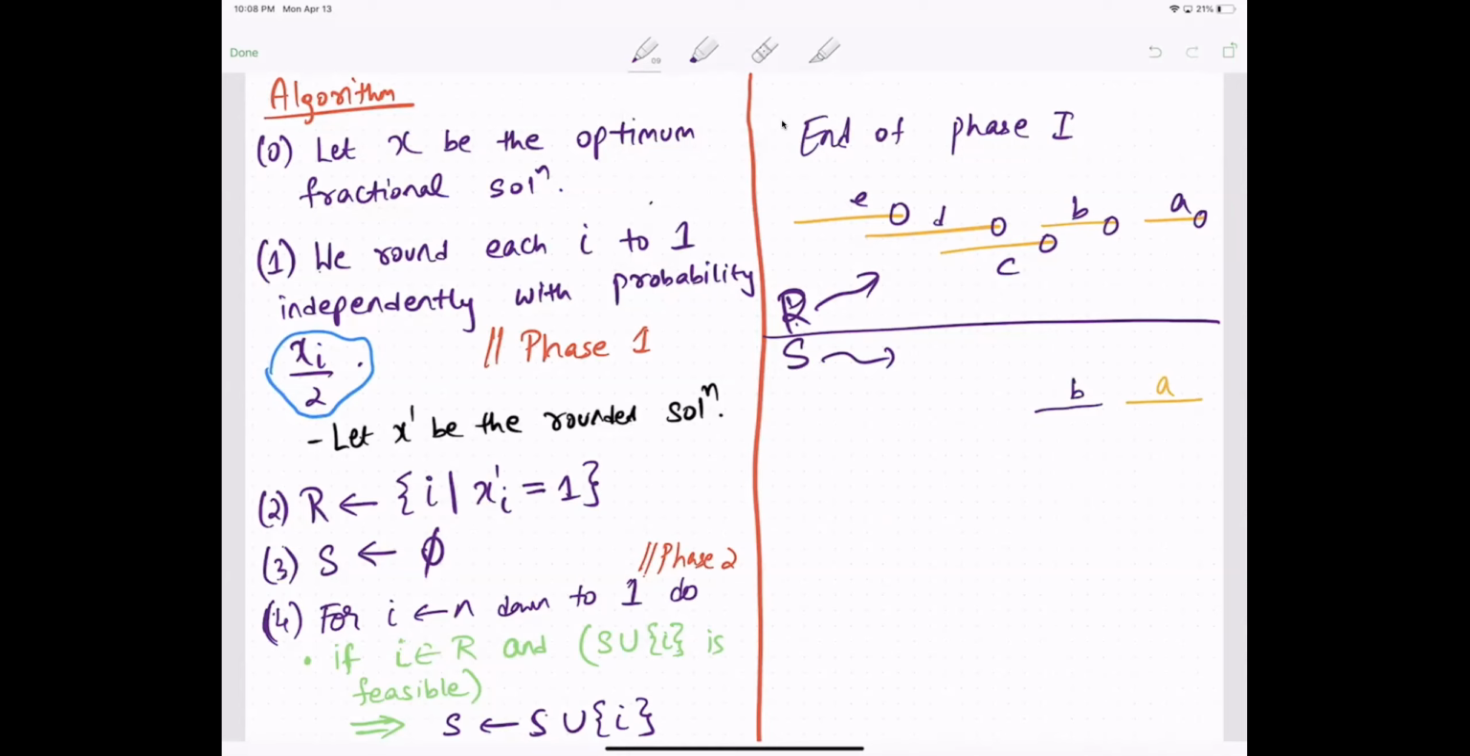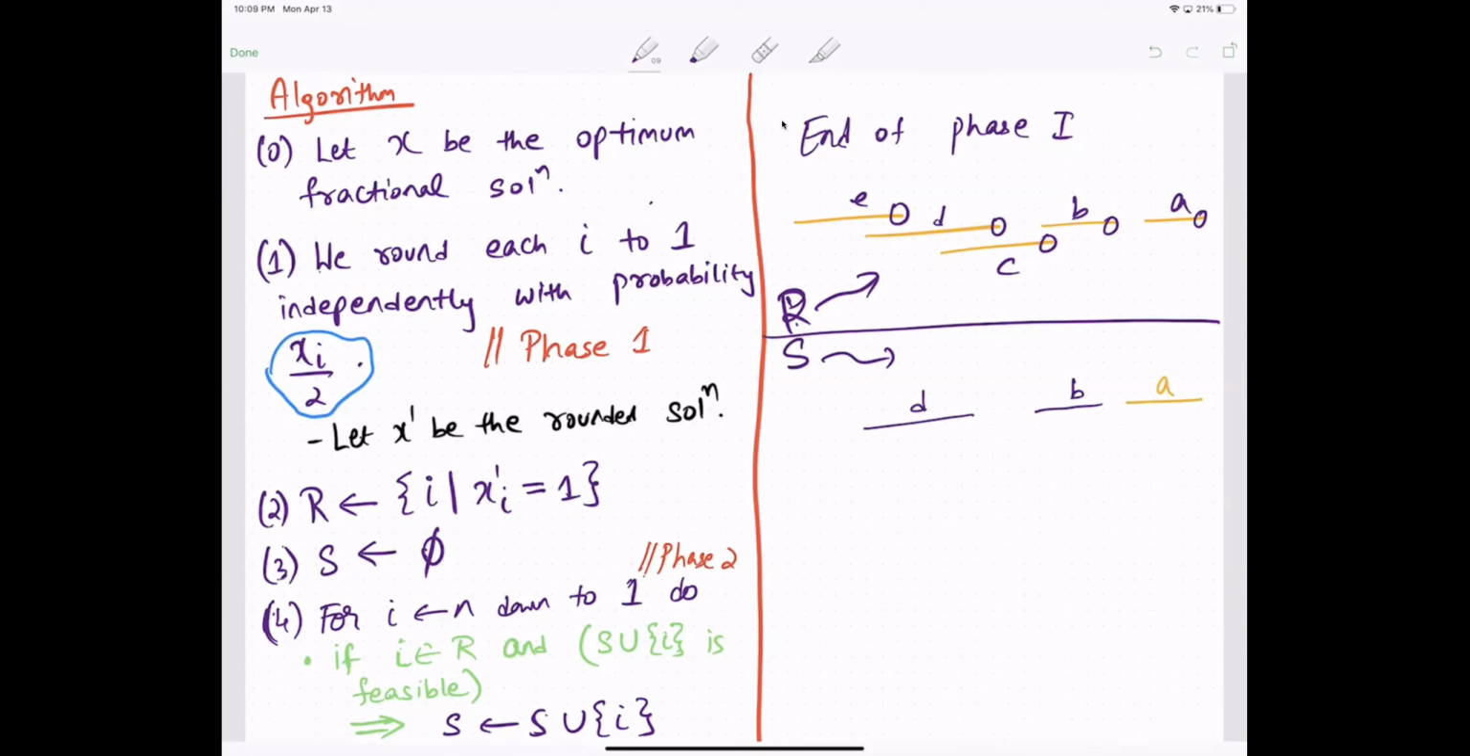Now we visit C. Now C has a conflict with B. So C cannot be added to set S, so we discard it. Now we go to D. Now D has no conflict with A and B, so that can be safely added. So we add D. And then we visit E. Unfortunately, E has a conflict with D, so E cannot be added. So what we are left with at the end of this is these three intervals A, B, and D.